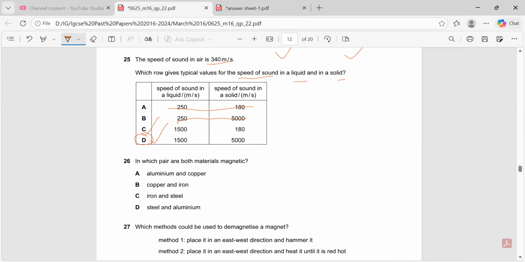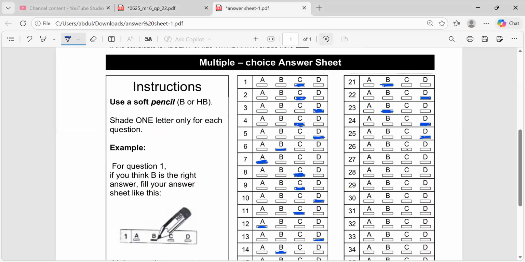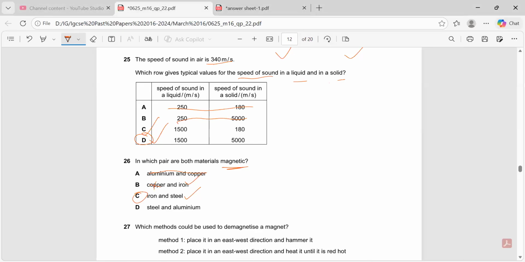Now, 26. Yes, this also you have to give the answer. In which pair are both materials magnetic? What are magnetic materials? They are attracted by magnets, or we can say they can be made into magnets. So which materials are both magnetic? See, both are not here. This is iron and steel both, because iron is a soft magnetic material, steel is a hard magnetic material. So yes, Zan, answer is C. You are right. So answer for 26 is C, my dear friends.